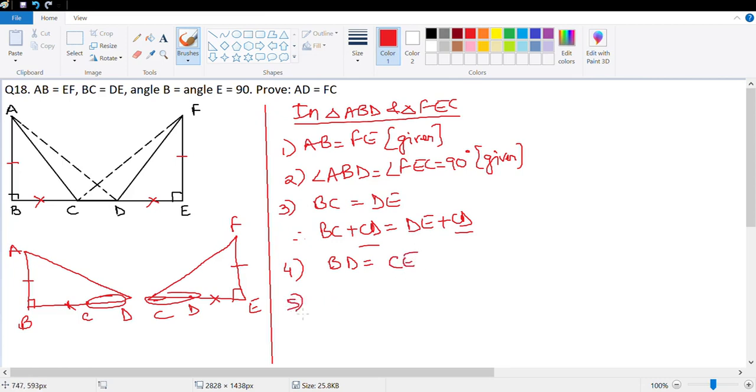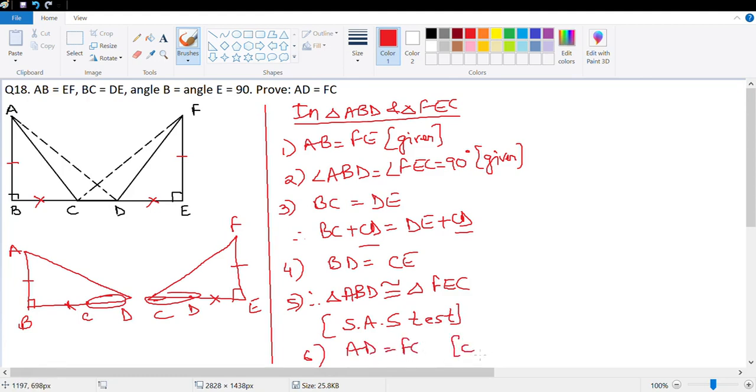What this means is, therefore, triangle ABD is congruent to triangle FEC by side angle side test. What this helps us do is AD is equal to FC, CPCTC.